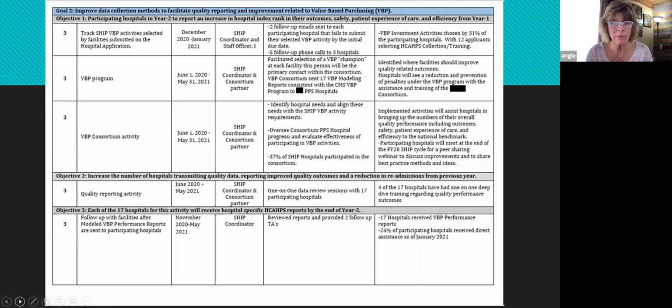Yep. So here's another one, looking at some consortium projects for the value-based purchasing programs. And again, the first one reads that 12 applicants selecting HCAHPS collection and training. And then facilities should improve, and I'm reading off the right-hand column, related quality outcomes. Well, how many outcomes? What were you looking at? Again, are you guys starting to see a pattern here of what we're looking for in assistance and training of whoever was providing that technical assistance moving forward? And then, what was that true consortium group and the outcome of what they had completed?